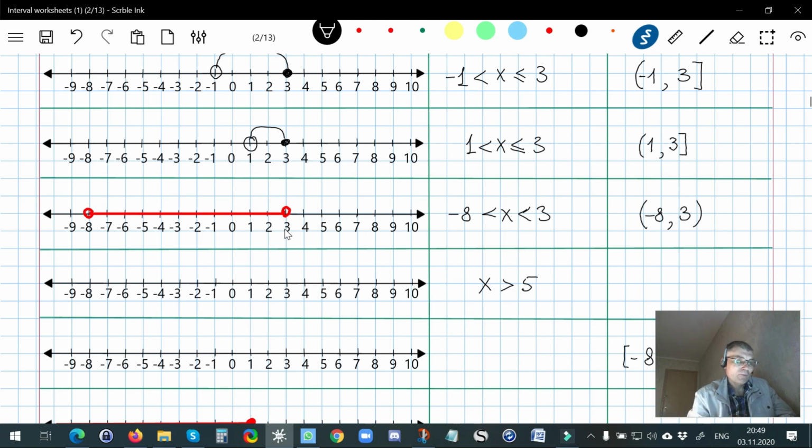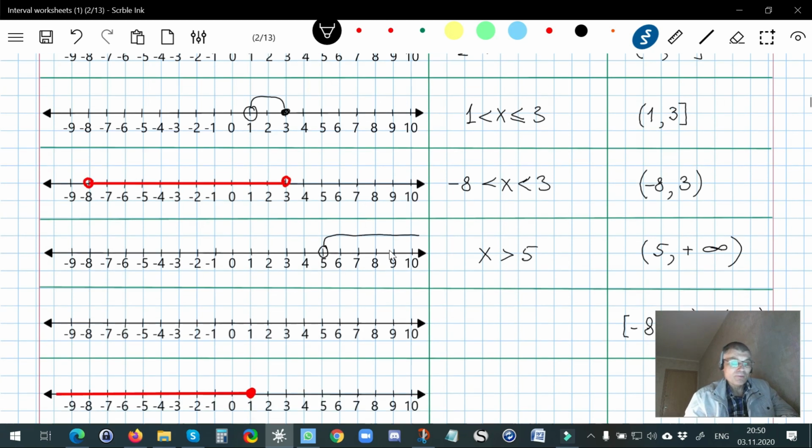Now x is greater than 5, without equality. It means that we don't include 5, and it's like that. Everything to the right from this point. And here, if we don't include 5, this end is round. And then it stretches to plus infinity, positive infinity.